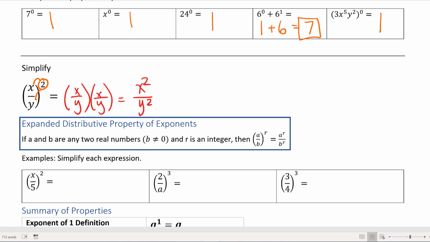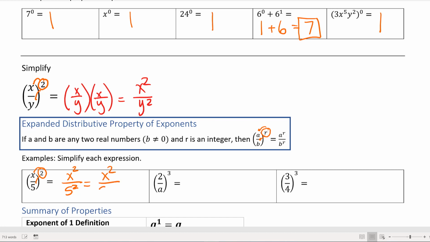This is more of the distributive property, so we call this the expanded distributive property of exponents. So if we have a and b are two real numbers, b can't be 0 because we're not allowed to divide by 0, and r is an integer, then this r exponent can be applied to both the numerator base and the denominator base. So for our example, we have x over 5 squared. So that's like x squared over 5 squared. The squared goes to both bases in the numerator and denominator.